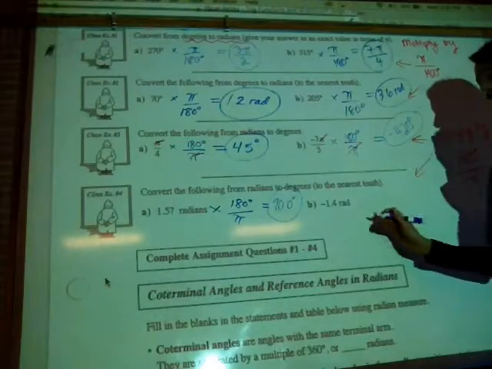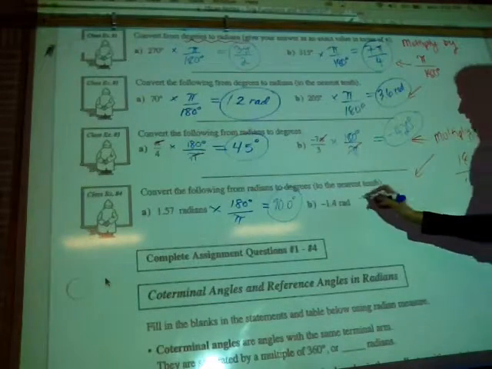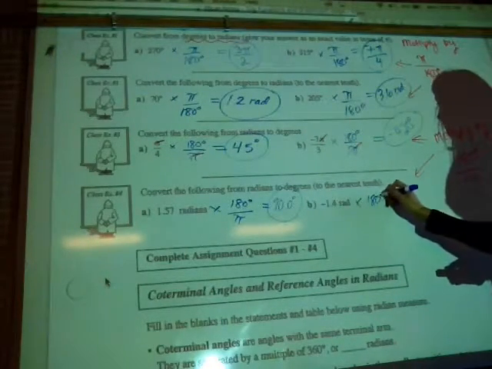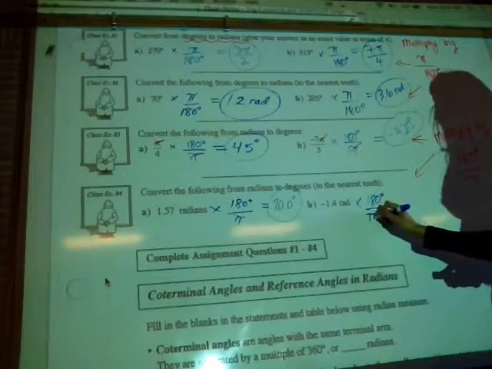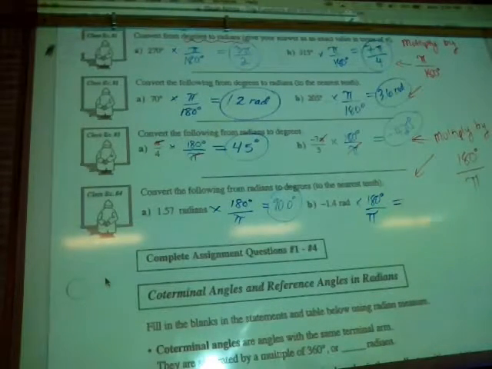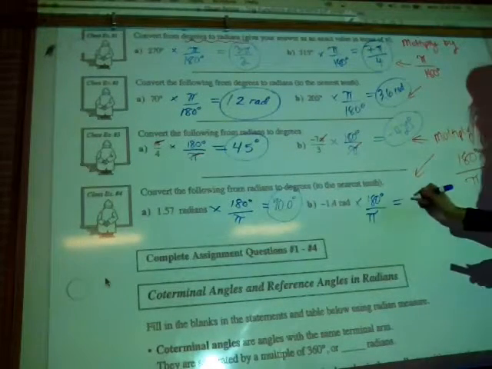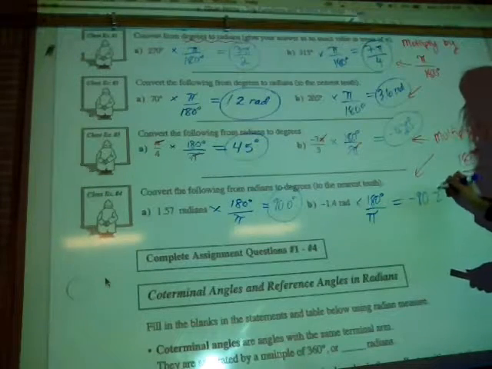Alright. Okay, negative 1.4 radians times 180 degrees over pi. What do we get there? Negative 80.2. Negative 80.2. Good.